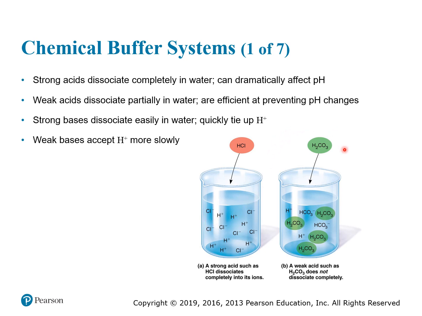Compared to this, with a weak acid, some of it dissociates, and the other stays in the same form. So some of it has dissociated into hydrogen ion and bicarbonate ions, and the other is present as carbonic acid. And similarly it is true for strong bases. Strong bases dissociate easily in the water, and when they dissociate, they quickly tie up with the available free hydrogen ions, whereas the weak bases accept hydrogen ions more slowly.